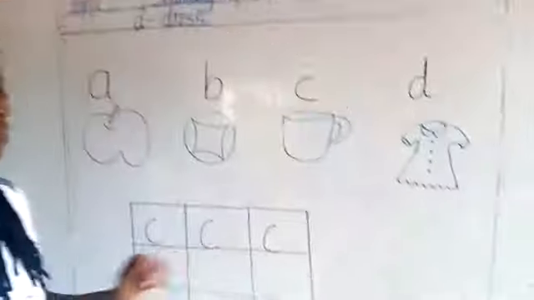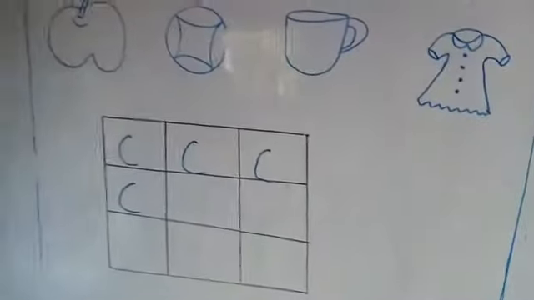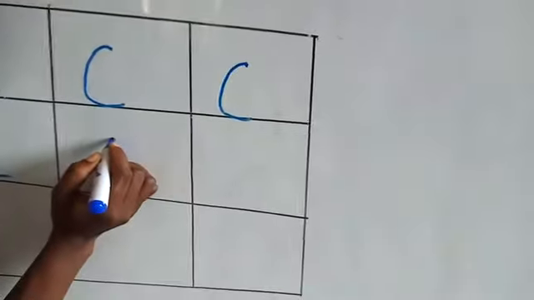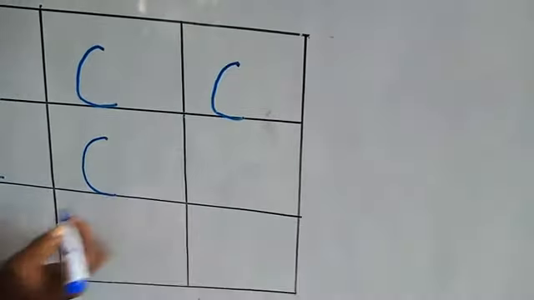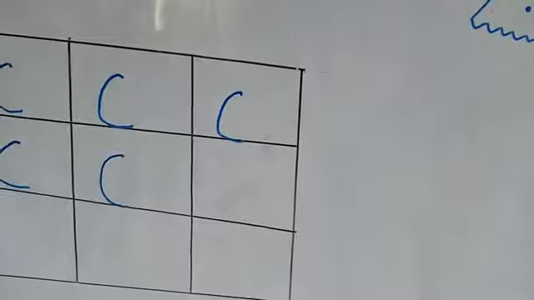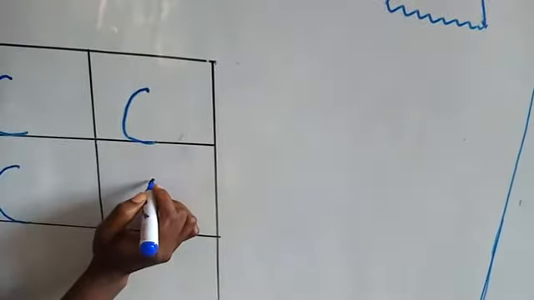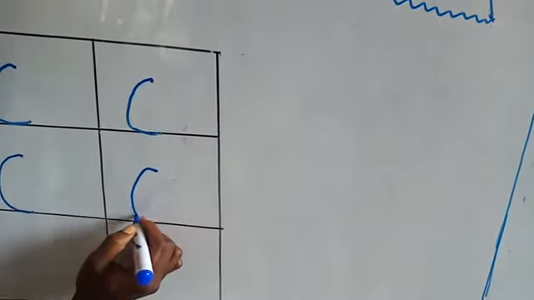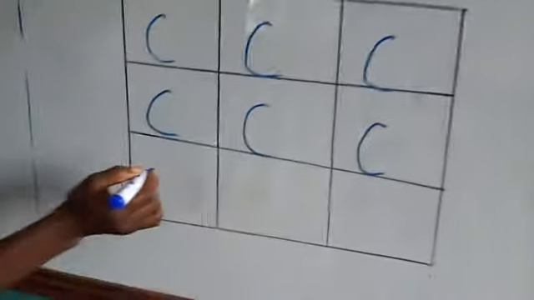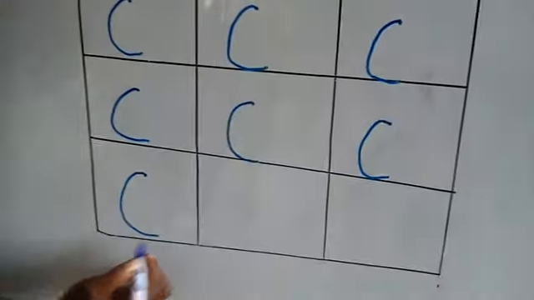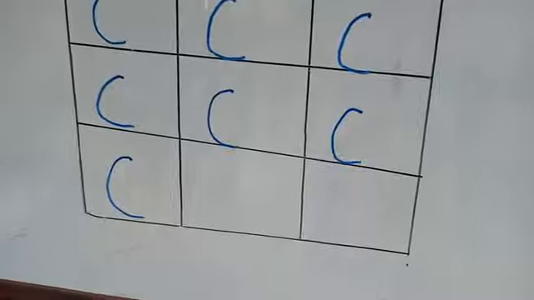Beautiful. Let's do that again on the board. Your pencil on your channel. You turn to your left, you curve, and come out. Pencil on your channel, you turn to your left, curve, and come out. On the channel, you turn to your left, curve, and come out.